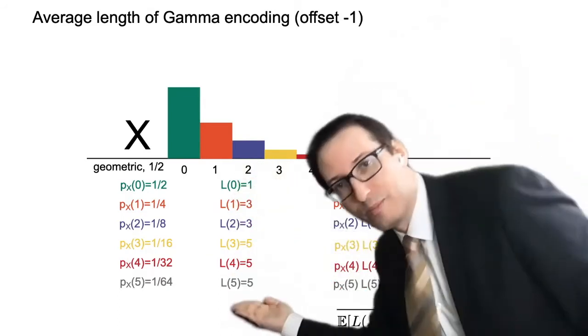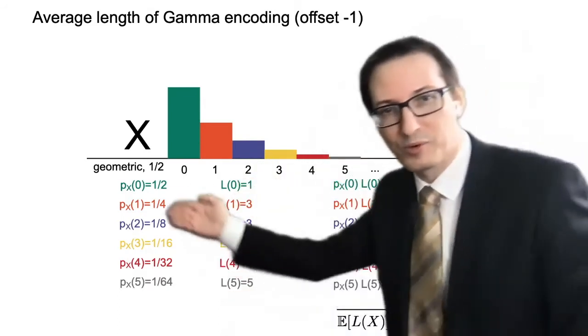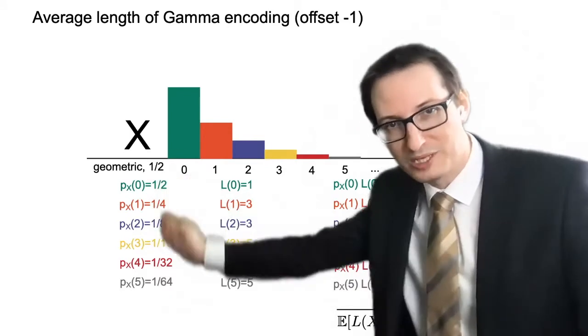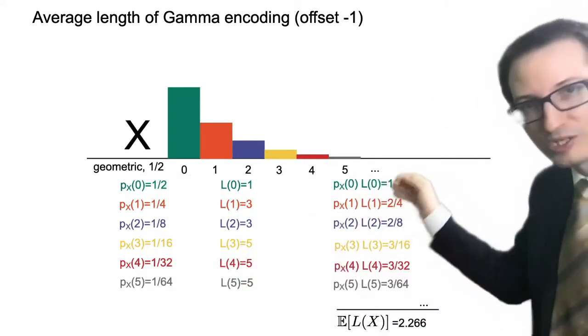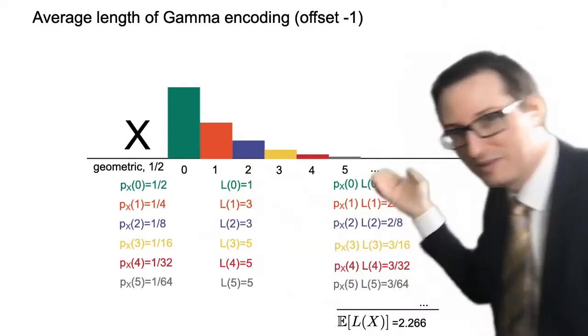So, okay, I'm writing down my length right there for the gamma encoding, and I'm computing my expected value by computing the weighted average with the probabilities, which I'm doing explicitly right there. So I just multiply this and sum.